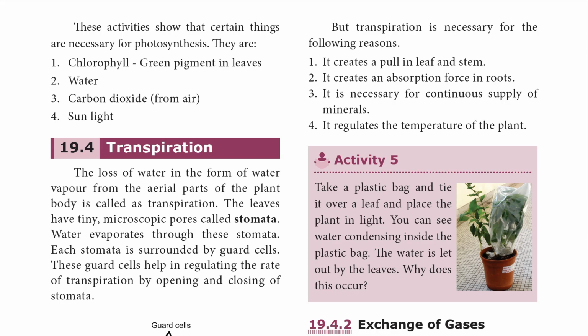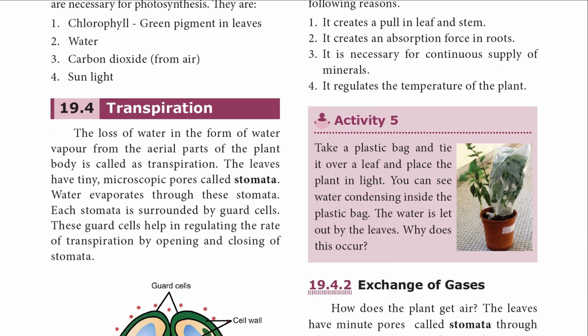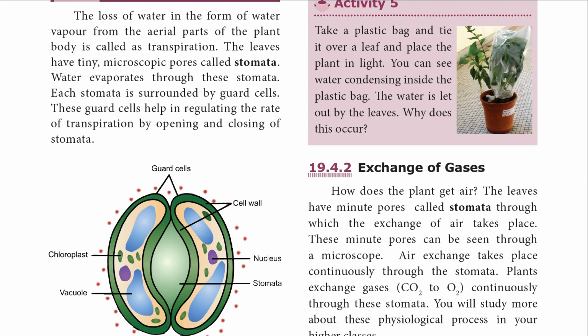You would have learned about the stomata in your previous classes. Through the stomata the plants will respire, and they will take in carbon dioxide for photosynthesis also. Through these stomata water will also evaporate by the process called transpiration. The stomata is surrounded by guard cells. The guard cells are bean-shaped cells that regulate the rate of transpiration by opening and closing of the stomata.